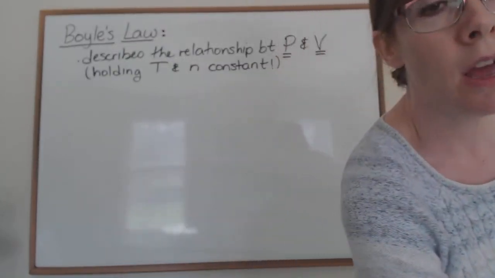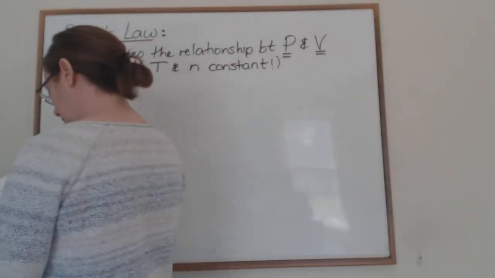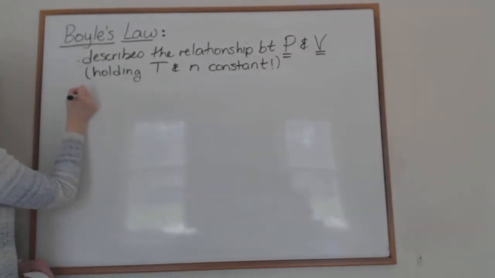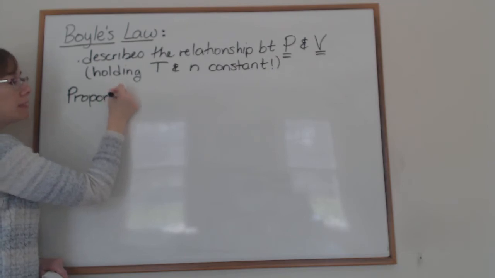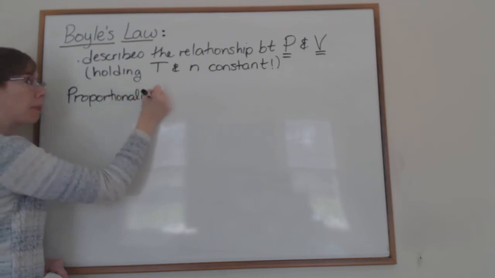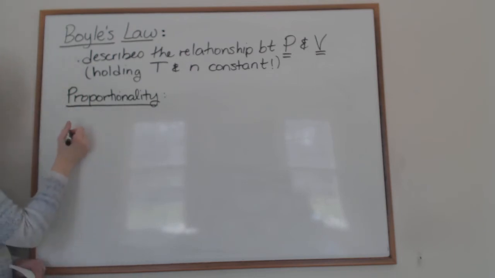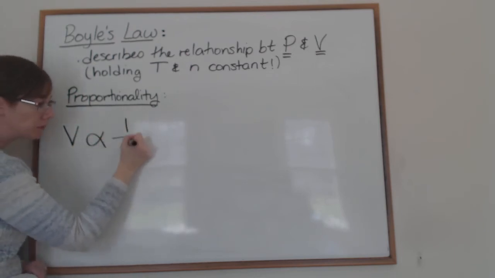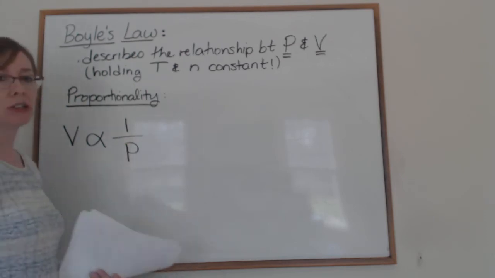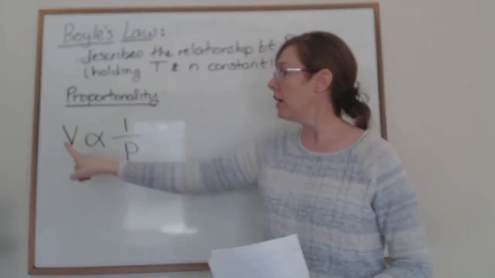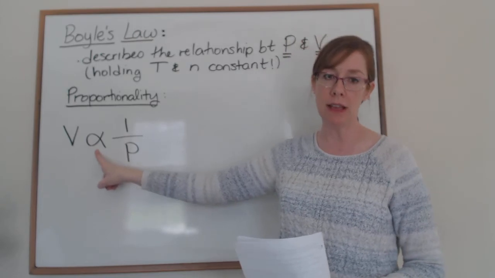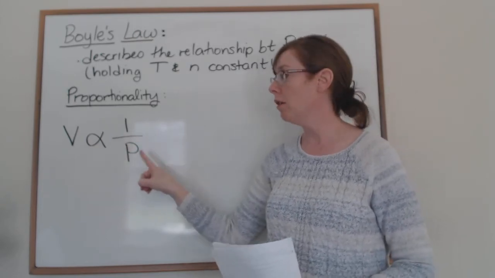All right, so what did Mr. Boyle discover? First, let me present it to you as a proportionality. So what Boyle discovered was this proportionality. This is something kind of new, so go ahead and just jot this down. Volume, and then this little sign, kind of like an at sign, 1 over P.